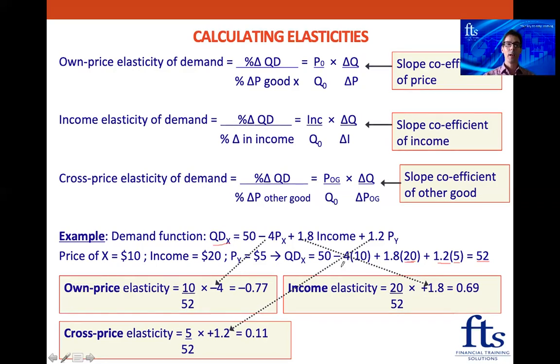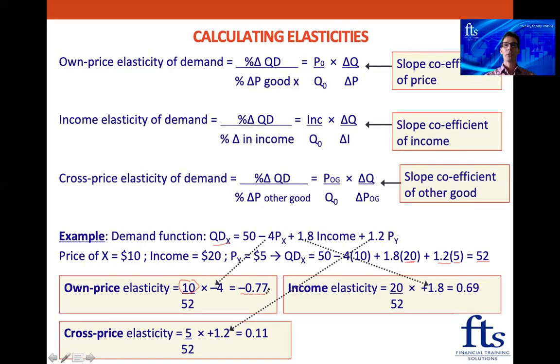Okay, so now to work out the own price elasticity is actually very easy, because if it's own price elasticity, what must we do? We must take the price of the good, which is 10, the P0 there, divided by the quantity, which we've just worked out, 52. Then we must take the slope coefficient of price, which is minus 4, so we multiply by minus 4. So it comes out at minus 0.77.